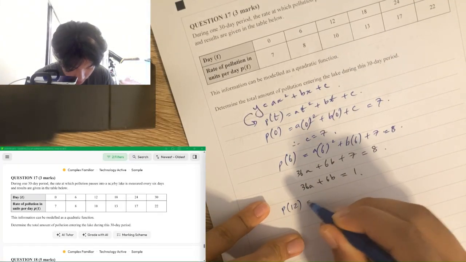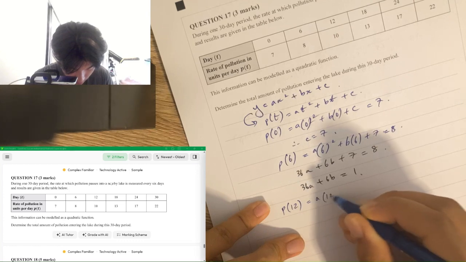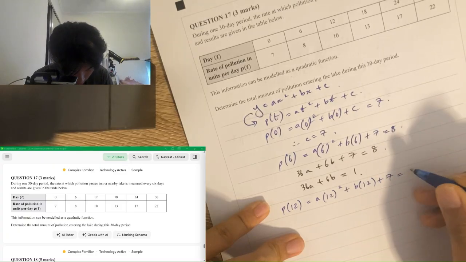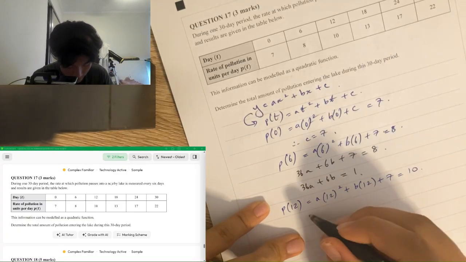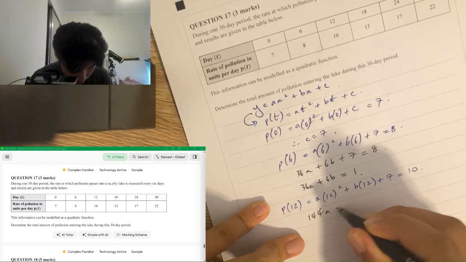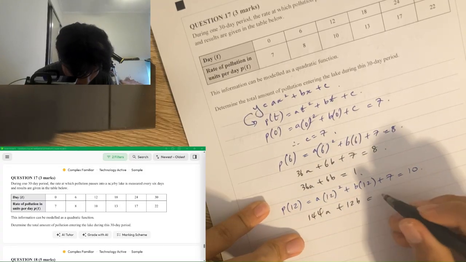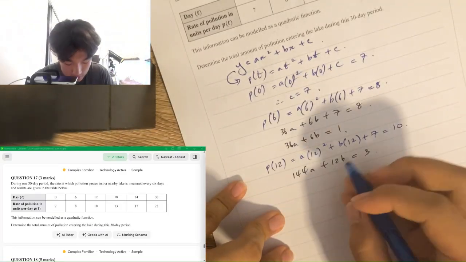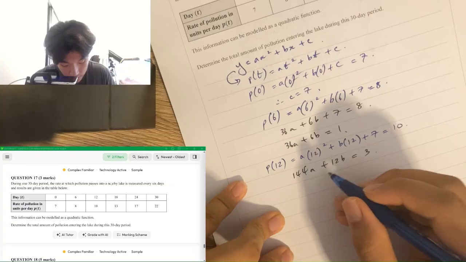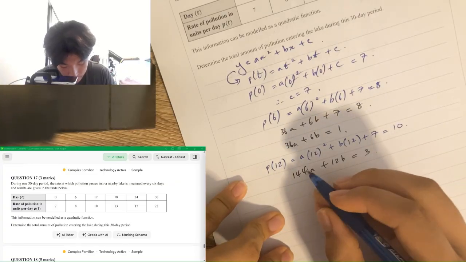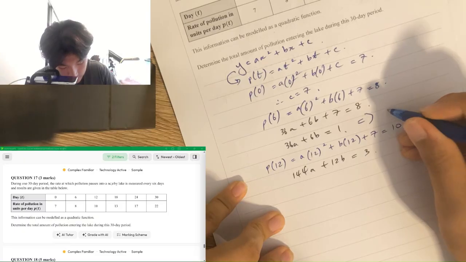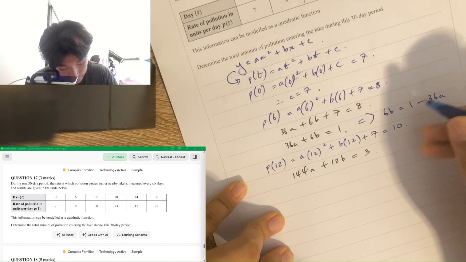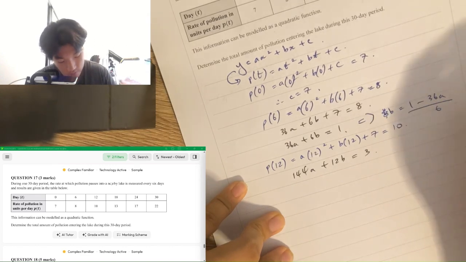P of 12 equals a 12 squared plus b 12 plus 7 equals 10. 144a plus 12b equals 3. Okay, we have two equations. We can use simultaneous equations to solve. Okay, this becomes 6b equals 1 minus 36a. So we divide that by 6, isolate b.